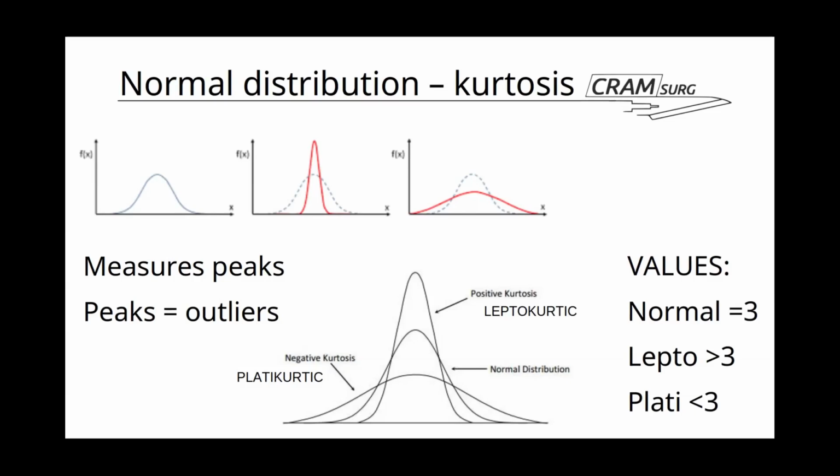Most commonly, statistical software will report one of the two, either actual kurtosis or excess kurtosis. Excess kurtosis is measured minus 3. That is to say, the normal distribution's kurtosis would be 0, if that makes sense. At the end of the day, it makes relatively little difference.